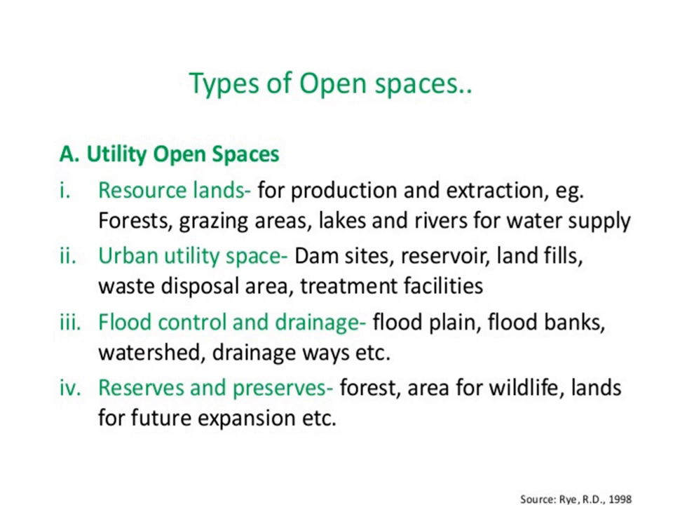In case of a resource land for production and extraction, for example forest, grazing areas, lakes and rivers for water supply. Then urban utility space, it consists of dam sites, reservoir, landfills, waste disposal area and treatment facilities. Then flood control and drainage covers flood plain, flood banks, watershed, drainage ways, etc. Then reserves and preserves. Under this category, the open spaces are forest, area for wildlife, lands for future expansion, etc.